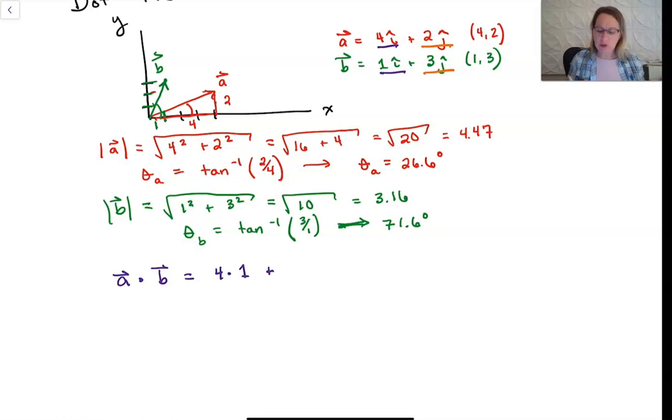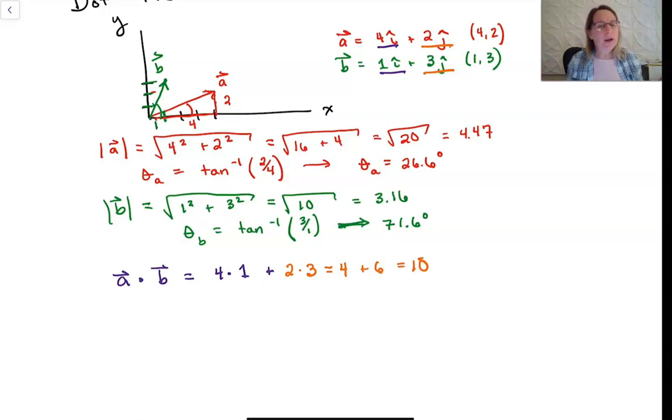We don't do any cross terms. So plus 2 times 3. And all the vectors go away because this is a scalar. We just get a number afterwards. And so this gives us 4 plus 6, which is 10.